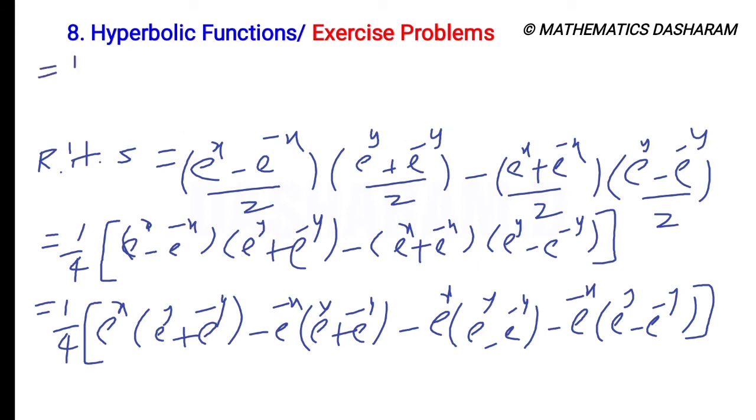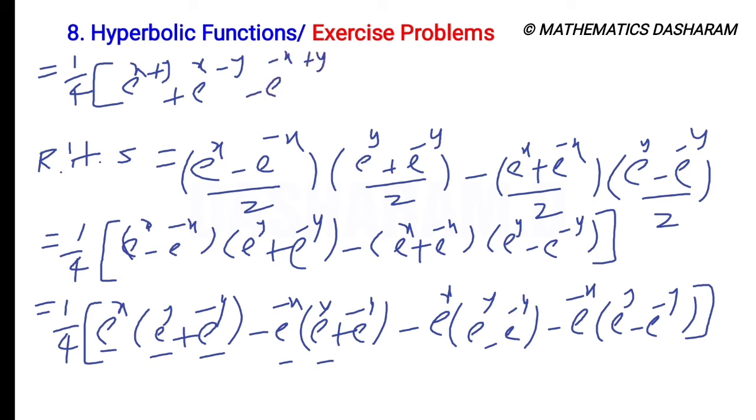So it is equal to 1 by 4 into e to the power of x into e to the power of y, e to the power of x plus y. Next to e to the power of x into e to the power of minus y equals e to the power of x minus y. Next to e to the power of minus x into e to the power of y is e to the power of minus x plus y. Next to minus e to the power of minus x minus y.